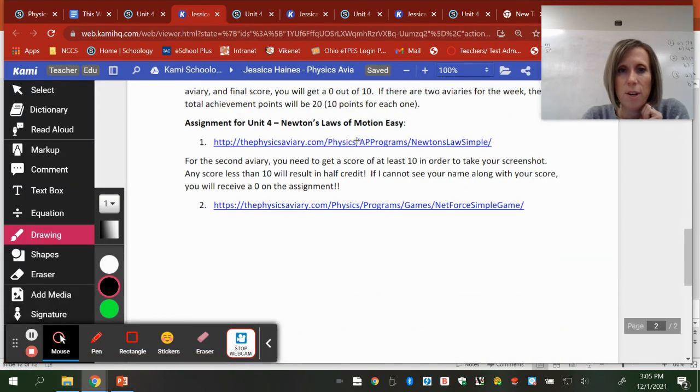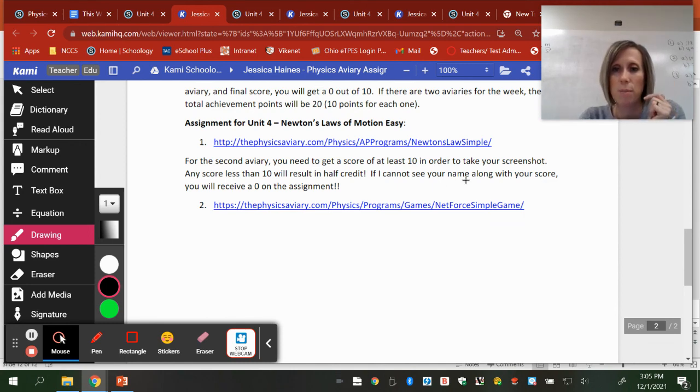The first Aviary, you have to get it right. You just have to take a screenshot saying your answer is correct. The second Aviary is a little different than normal. You have to get a score of at least 10 in order to turn it in. It starts out with a score of 0, and every time you get one wrong, it goes back to 0. You add a point every time you get one right. You'll understand once you go in. Once you get to 10 points, then you can take a screenshot.